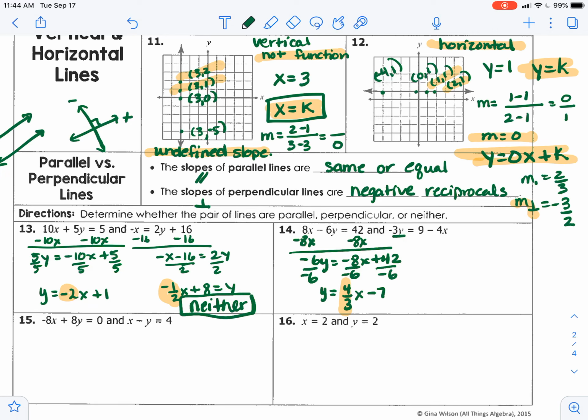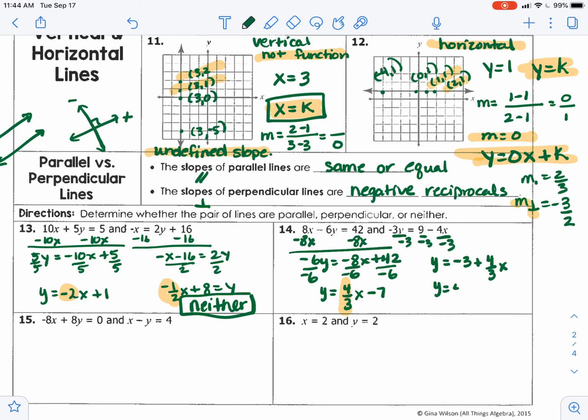On the next one, it's already got the x on the other side. The y is by itself, but I do need to get that, so it's y equals. So in this case, I now have y equals negative 3 plus 4/3 x. If I rearrange it just a little bit to get it in slope-intercept form, my slope is 4/3. So in this case, they are the same, so these lines would be parallel.